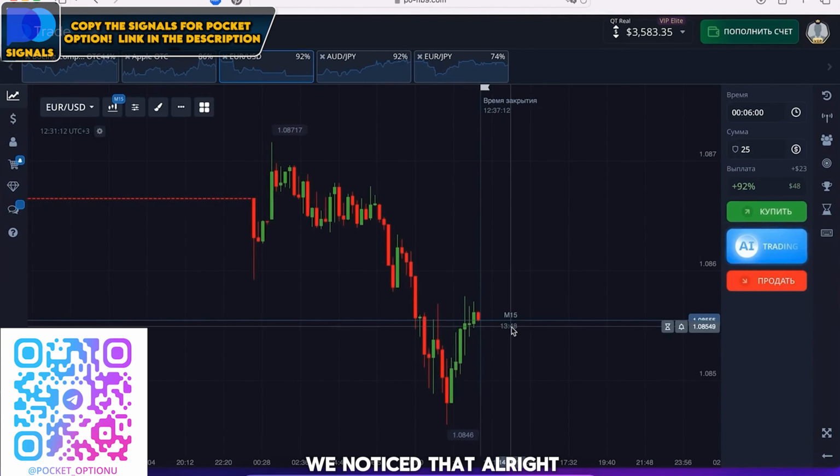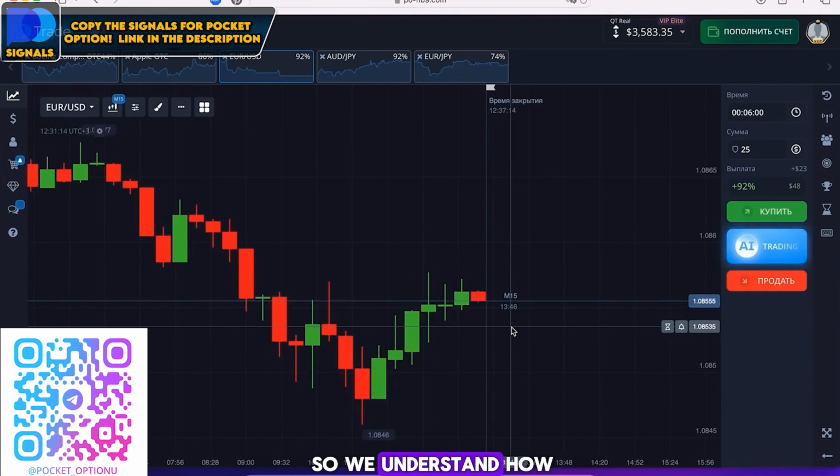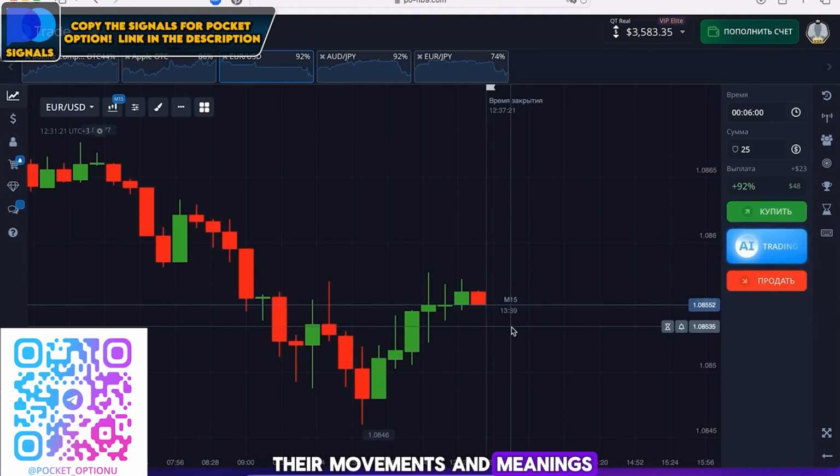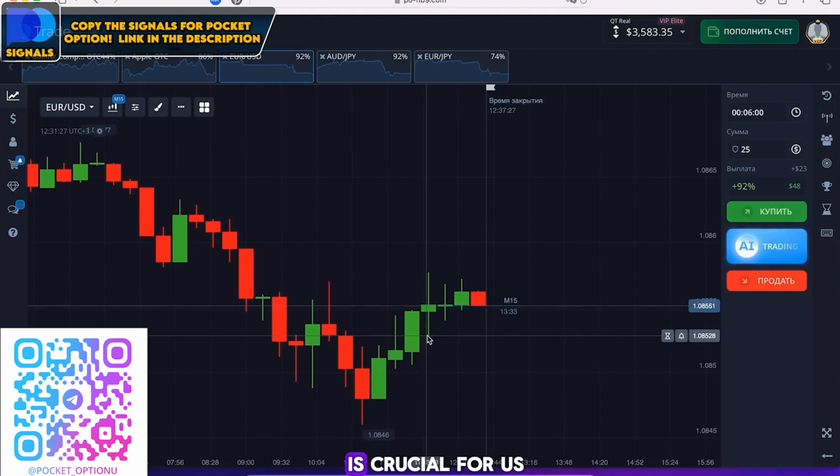We've done a little analysis so we understand how the trend was moving here and where it stopped. Next, we need to examine the candles, their movements and meanings. We're focusing on pullbacks and volumes. Volumes indicate when a candle forms with significant size. This is crucial for us.